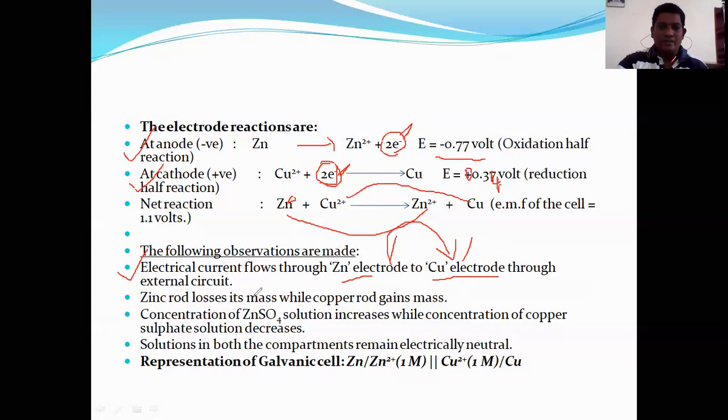Zinc to copper. Number two: the zinc rod loses electrons while the copper rod gains electrons. Zinc rod is the anode, copper rod is going to be the cathode. Loss of electrons is oxidation and gain of electrons is reduction. Next, the concentration of zinc sulfate increases while the concentration of copper sulfate decreases. So we are taking equimolar concentration, right? If you are increasing the zinc sulfate concentration, then the copper sulfate concentration decreases.